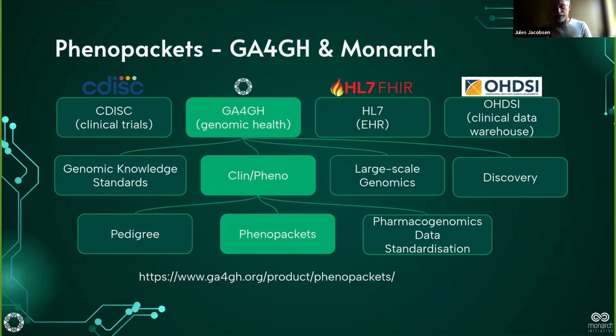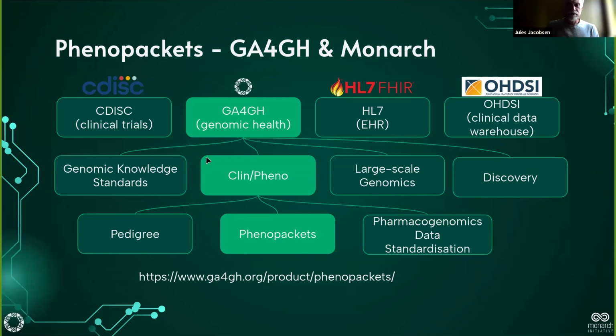So Phenopackets are going into the ClinPheno group. We've got subgroups within that, of which Phenopackets is one of them. And then there's a pedigree subgroup, which is looking at pedigrees and family history, and then the pharmacogenomics data standardization. I think there's a couple more, but those are a bit more nascent.